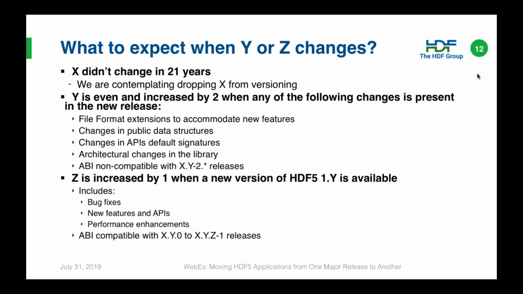Mostly every 6 months we release X.Y.Z, where Z is increased by 1. Those are maintenance releases that include bug fixes, new features in APIs, and performance improvements. New features, APIs, and performance improvements, I want to emphasize, do not require the changes listed above that trigger a really major release. Those should be ABI compatible with a series of releases with the same Y number. Unfortunately, sometimes we violate this process.